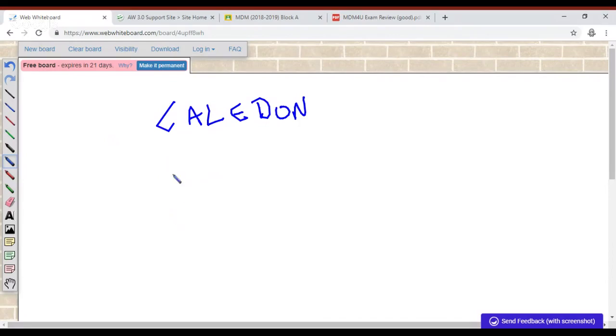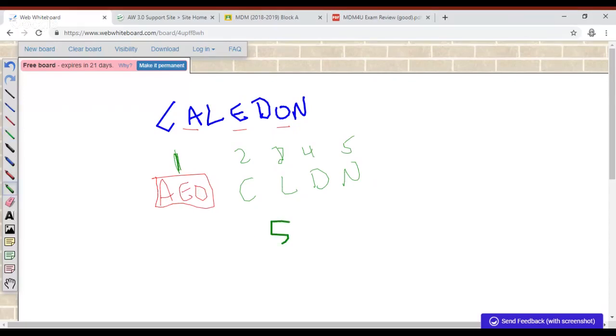Okay, so we want to rearrange those 7 letters, but we want the A, the E, and the O to be grouped together. So I'm going to take the A, the E, and the O, and I'm going to glue them together, and treat them as a single item. So now what I'm rearranging is this thing, the C, the L, the D, and the N. So I'm considering myself to have 5 different items, and I want to rearrange 5 items. This is a super big item, and it's got problems. We'll deal with it later. But right now, I'm just going to say I have 5 items, and I want to rearrange them.